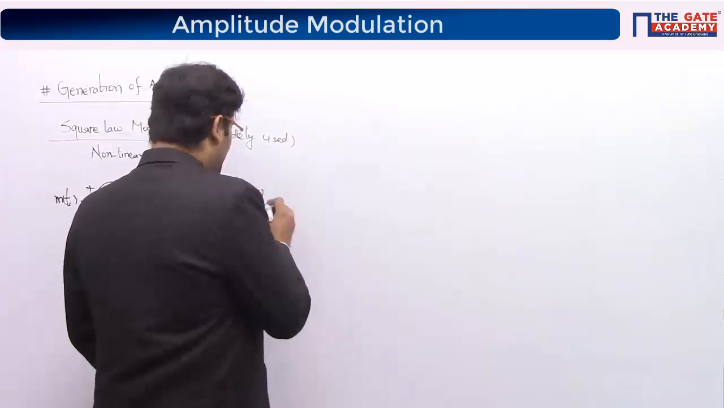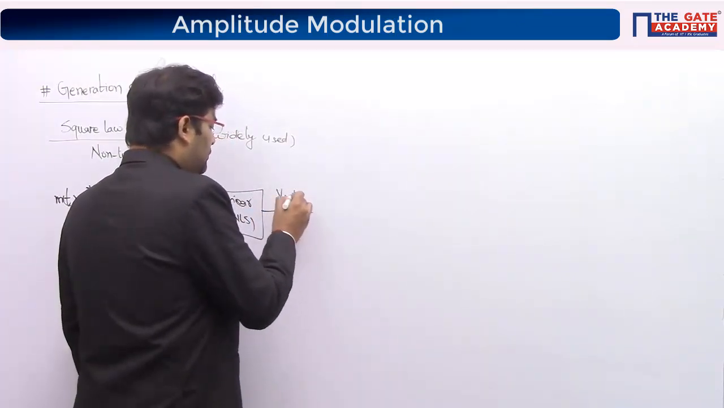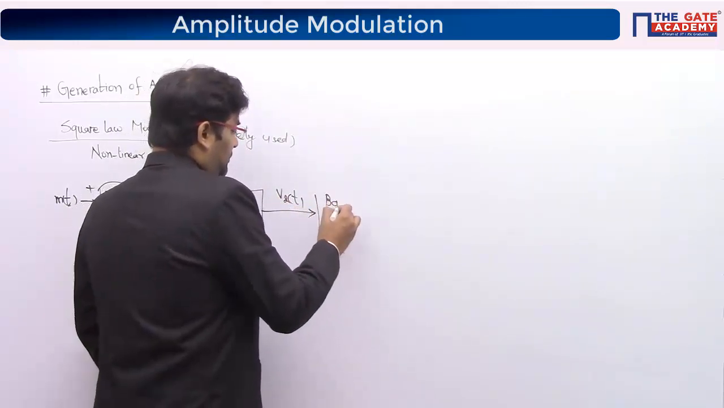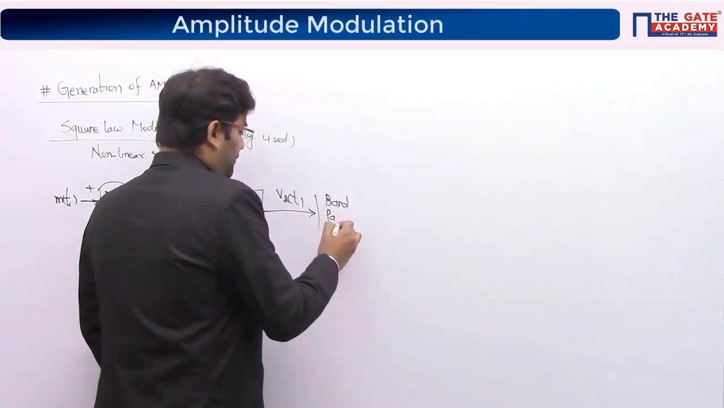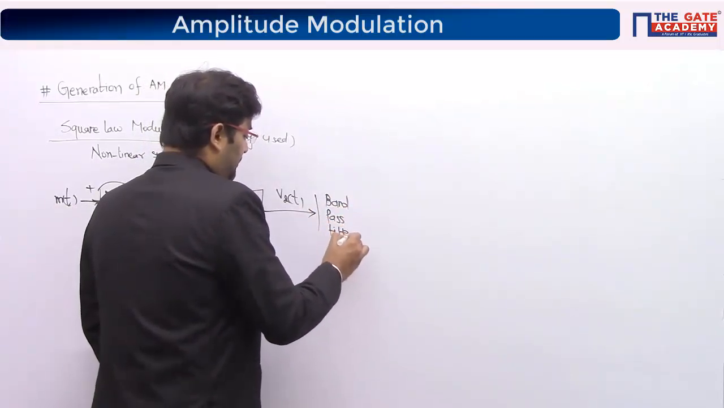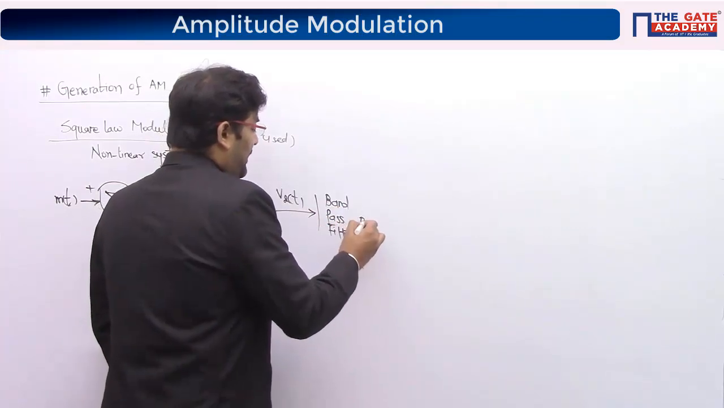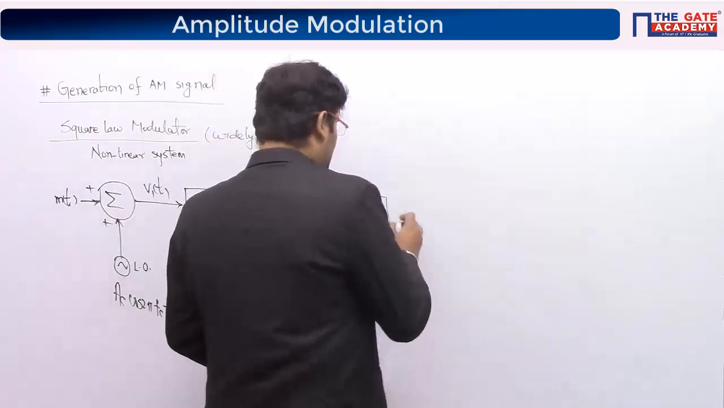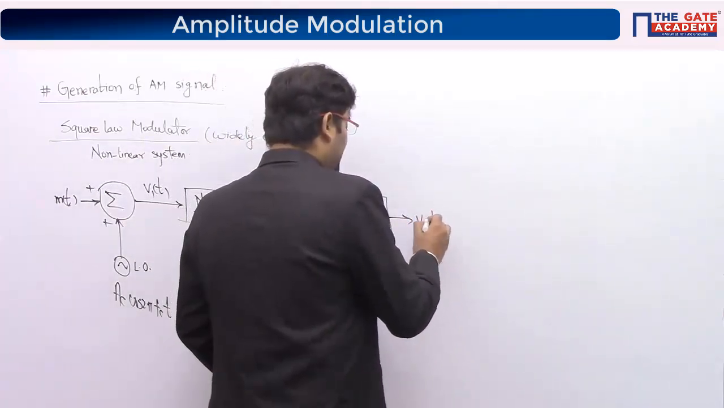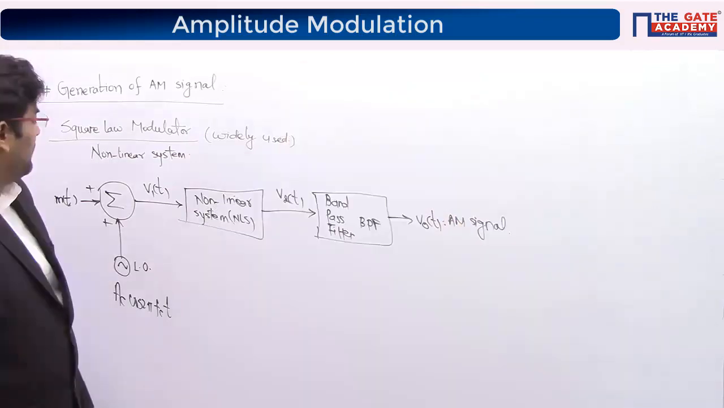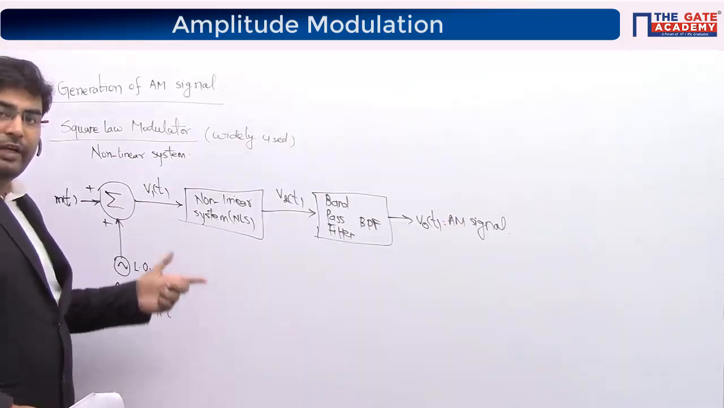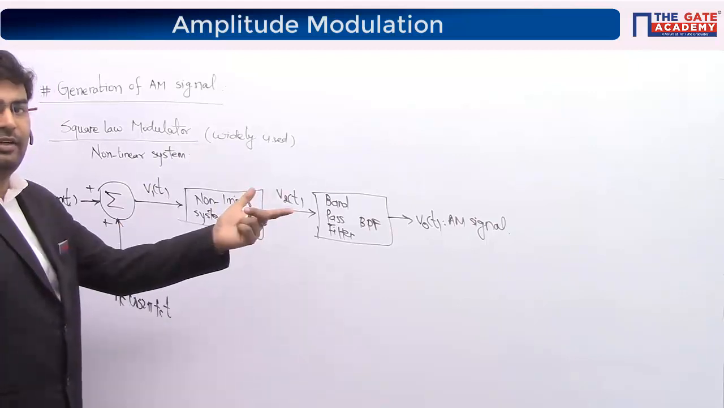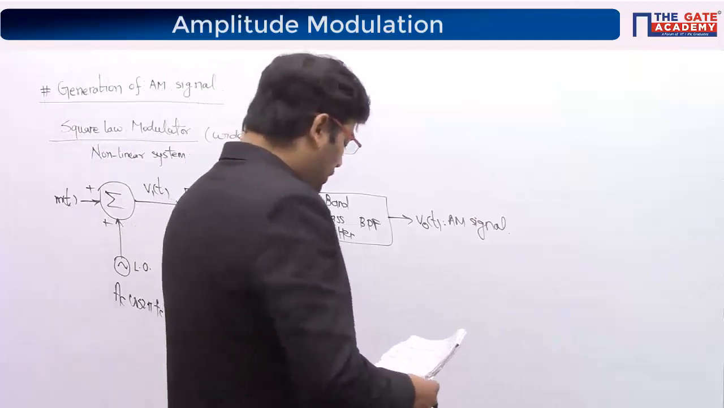The output of this non-linear system goes into a band pass filter, BPF. I will explain everything, why we need a band pass filter. And then you get your output v0(t) as the AM signal. So guys, what is the flow? You get a message signal, you add a carrier signal, you square it, you use a band pass filter, and you get the AM signal. Now we'll solve this maths.